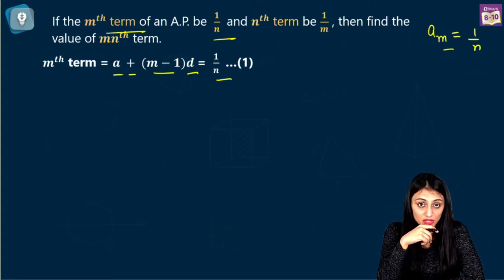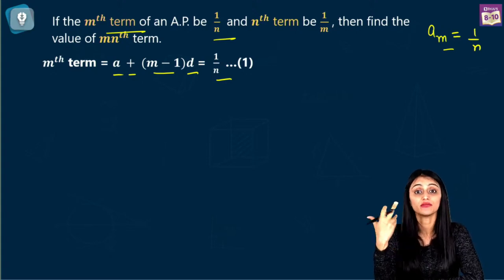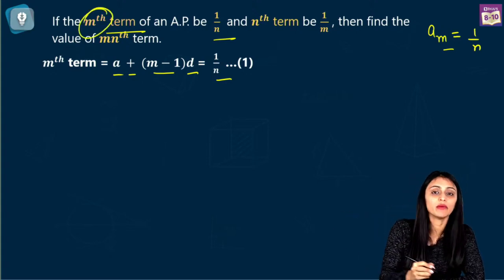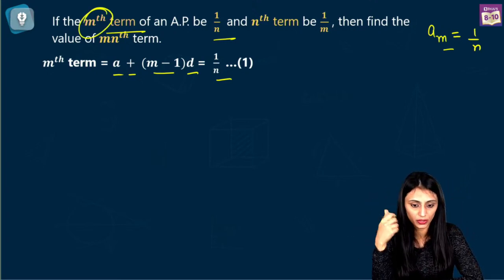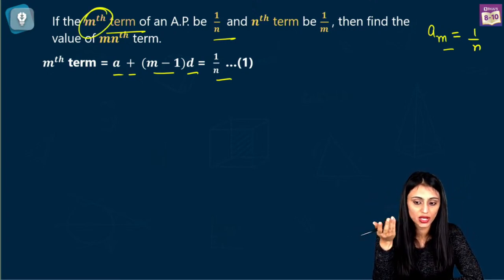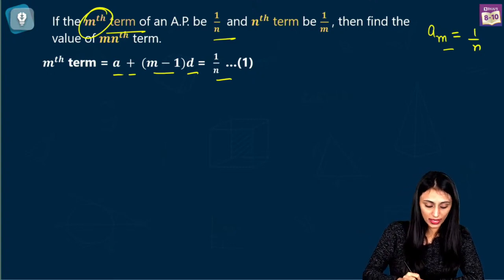What is the mth term? Just like we have the 8th term, the 17th term, in the same way we have the mth term. Instead of a number, instead of a constant, you have a variable over here. Such kind of questions you do get in reference books. So that's how we can write the mth term.